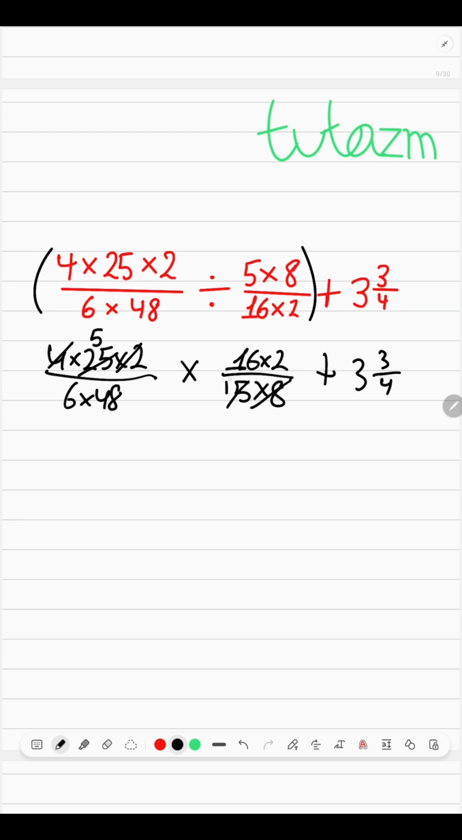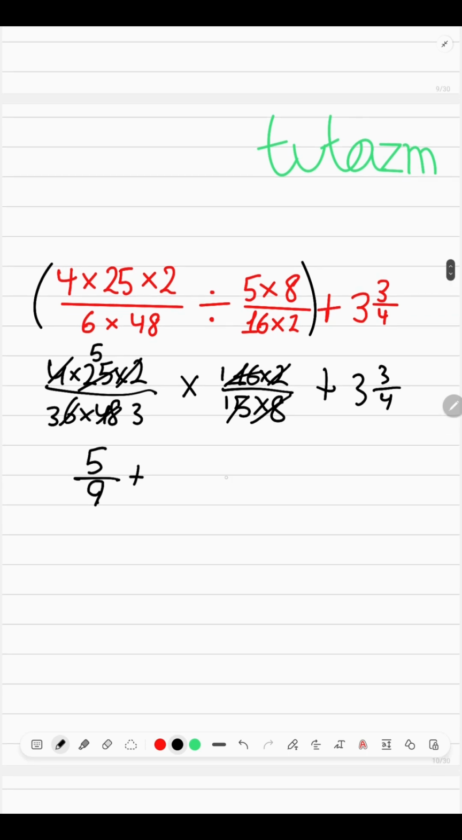And then 6 times 48, we can cancel out the 16, because 16 goes into 48 to give us 3. We can also cancel out the 2, because that also goes into 6 to give us 3. So actually the fraction on the right just turns into 1/1 or just 1, so it counts for nothing. So what we're left with is 5/3 times 3 times by 1/1, which is 5/9 times 1, which is just 5/9. And then we can add that to 3 3/4.